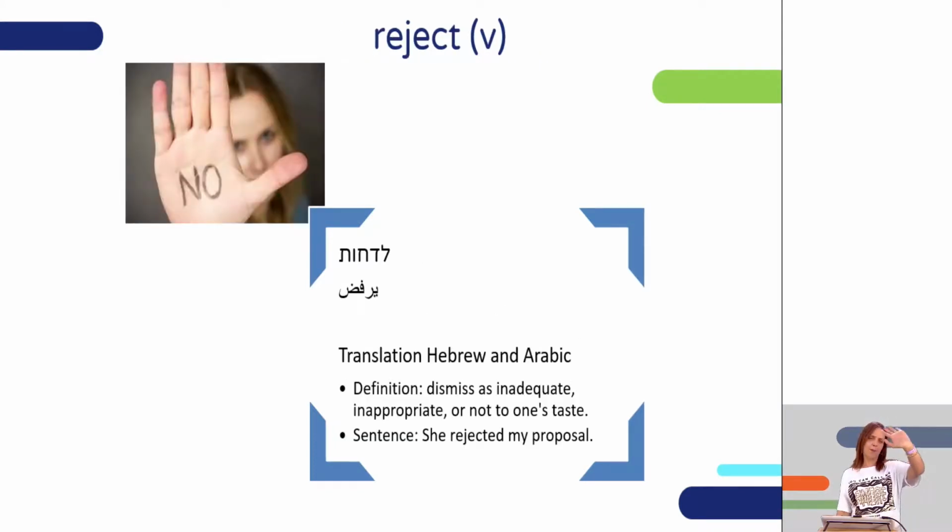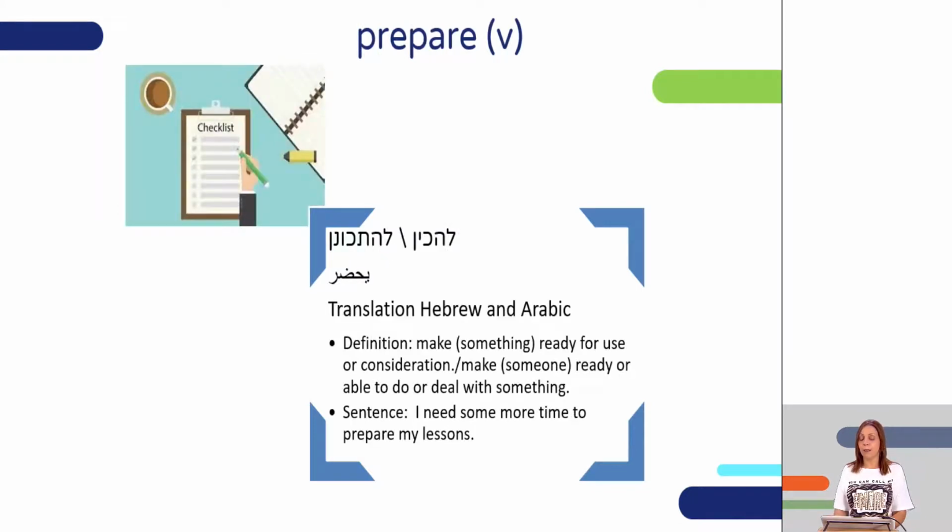We have the verb reject. To reject is to dismiss something because you believe it is inappropriate or disagree. So the sentence, for example, here: she rejected my proposal. She didn't accept my proposal. She refused my proposal.